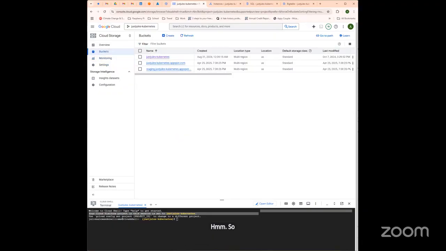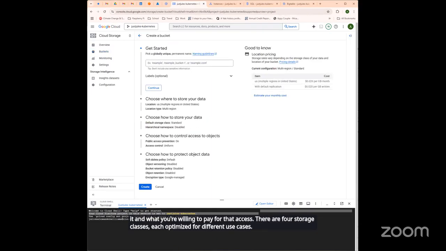So cloud storage isn't about where data lives. It's about how often you access it and what you're willing to pay for that access. There are four storage classes, each optimized for different use cases. Okay. Here's the trick. All four offer the same millisecond level latency and throughput. The difference lies in availability, durability, and cost models. Okay. So we'll name this bucket the shoes practice 2025 0401.